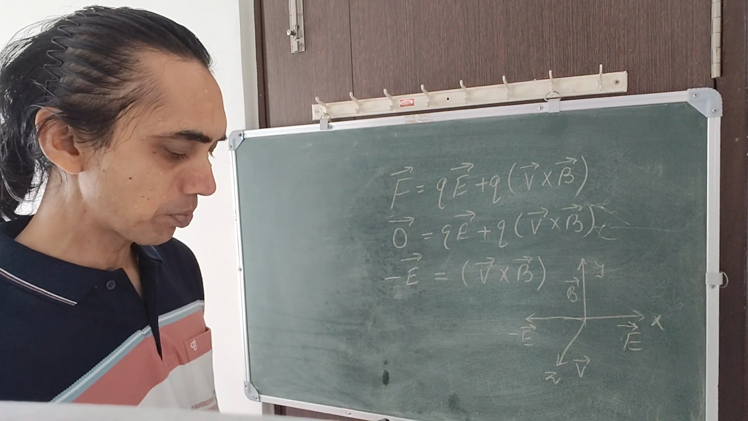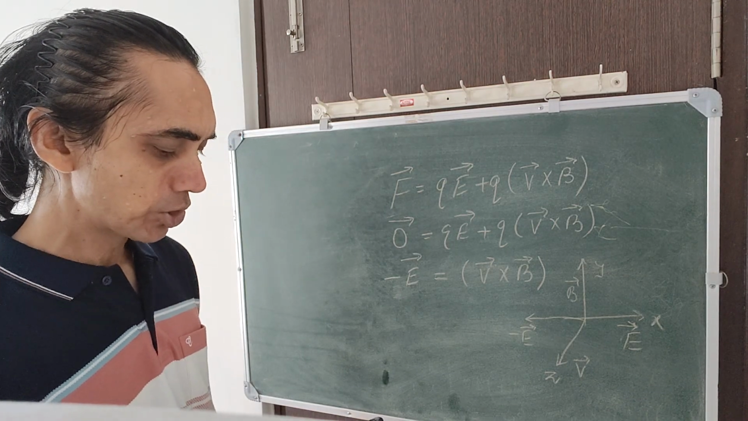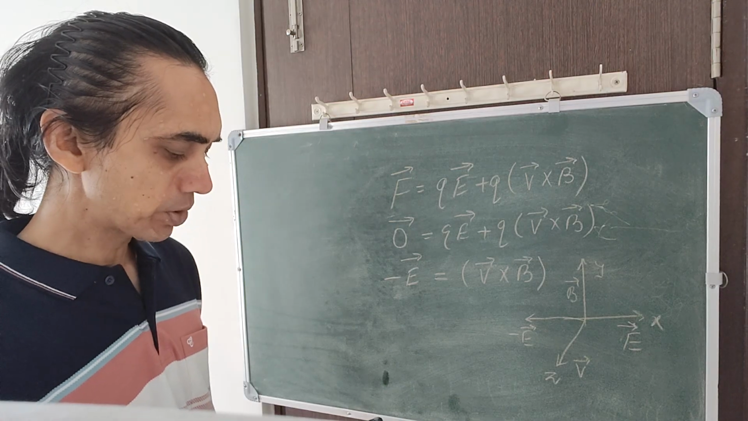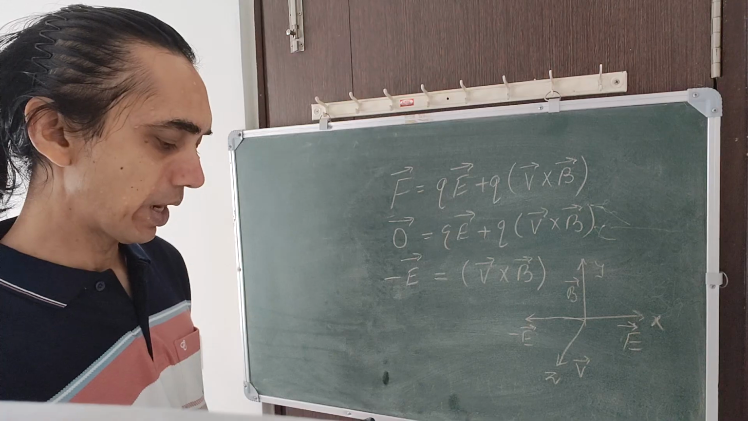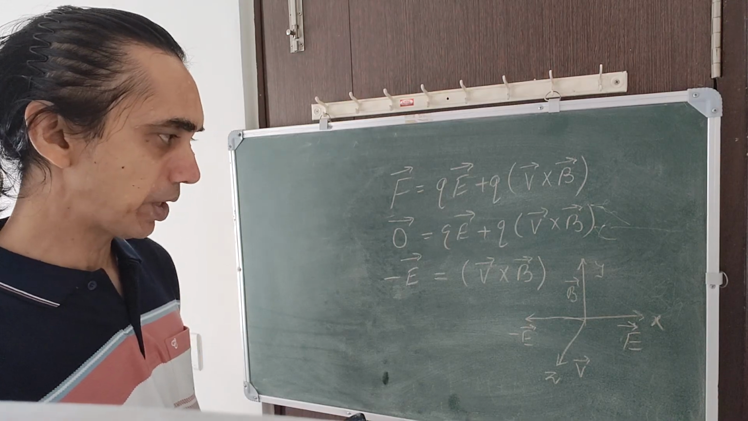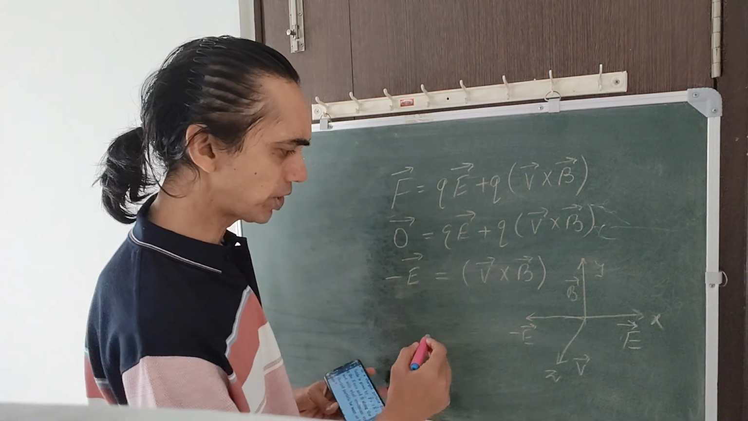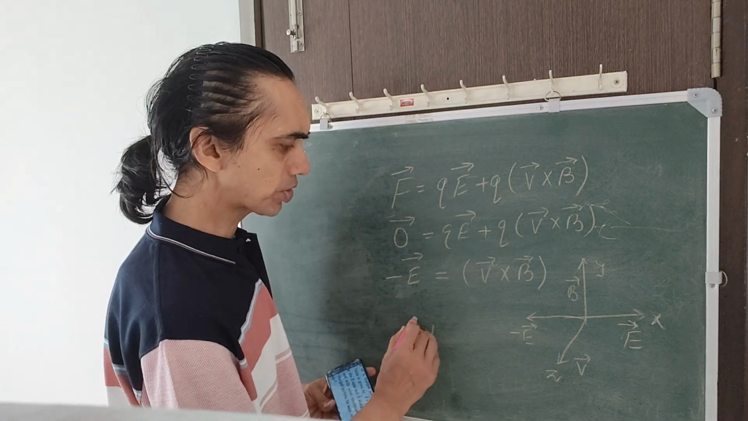From here, we are to culminate this question: in what direction and with what minimum speed V should a positively charged particle move. So in which direction we got it already, and what will be the minimum speed. So from here what we get to see is V cross B.